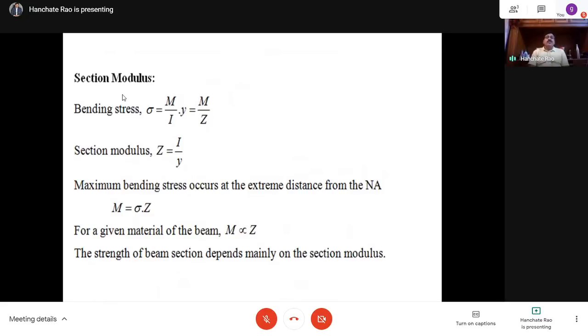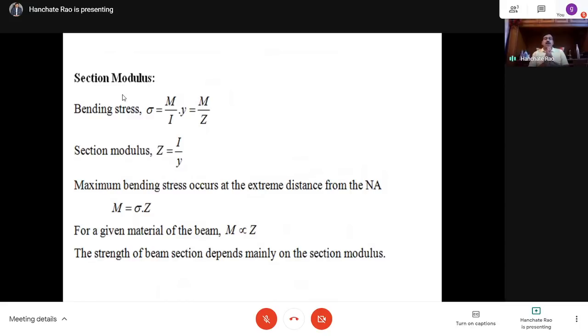So what is this Z? Z is equal to I by y, and it is called the section modulus. What is y here? y is the distance of the extreme fiber from the neutral axis.